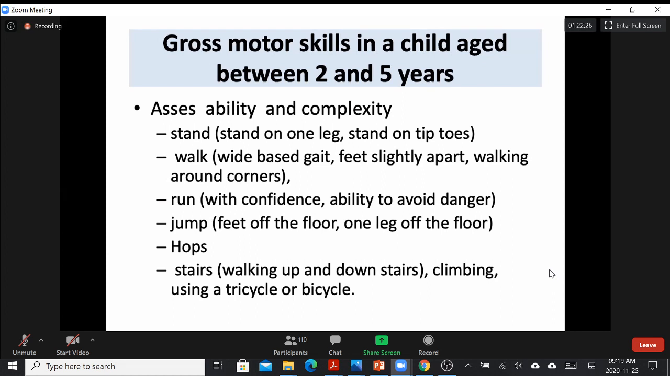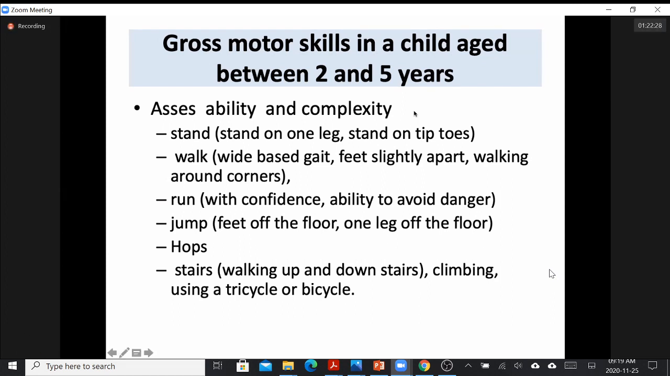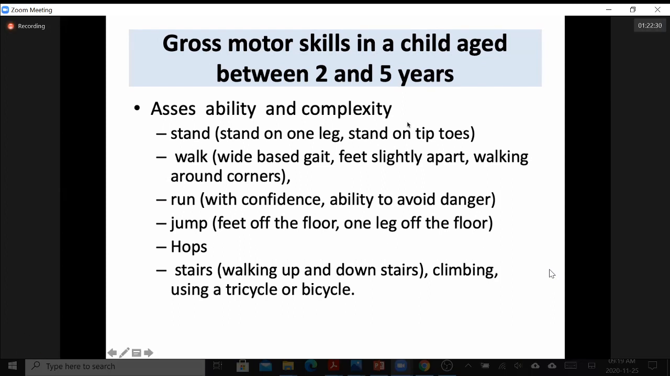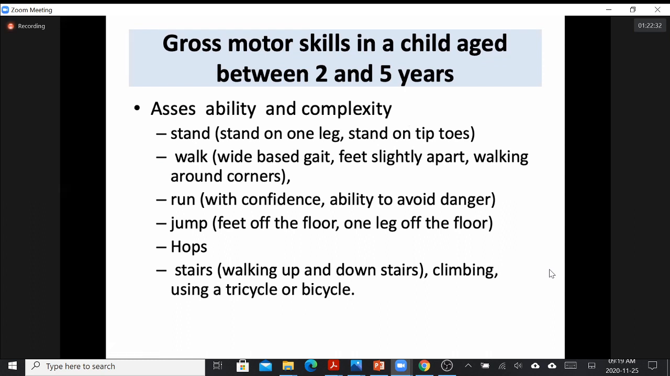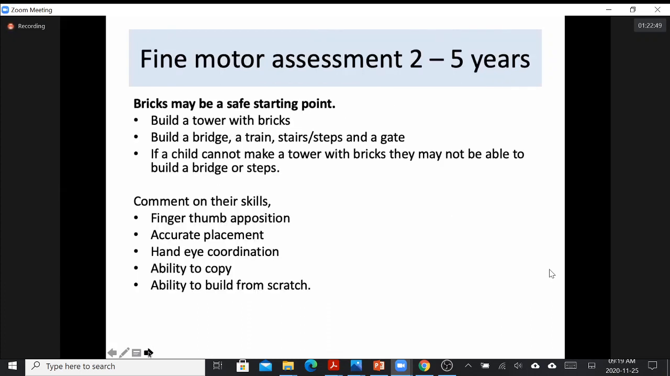So moving on. If we check a child between 2 to 5 years, for the gross motor assessment, we have to assess the ability to stand. So stand on one leg, stand on tiptoes, walk with a wide base gait or feet slightly apart, walking around corners, running with confidence, jumping, hopping, stairs, walking up and down, climbing, using a bicycle or tricycle.